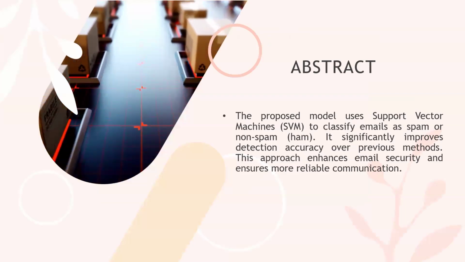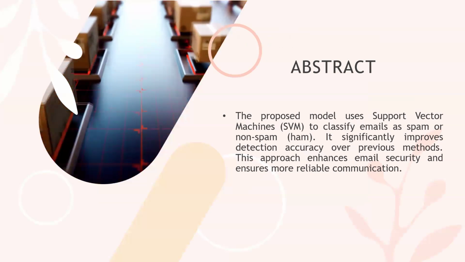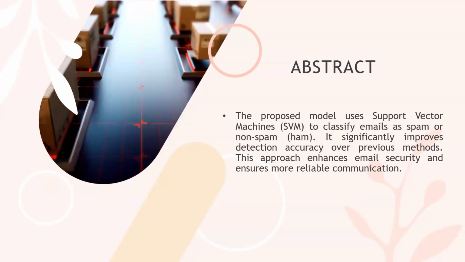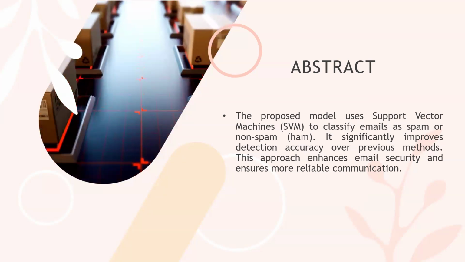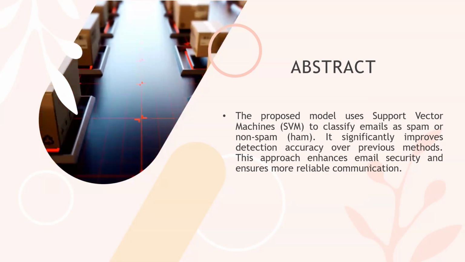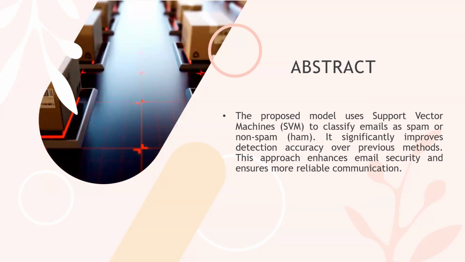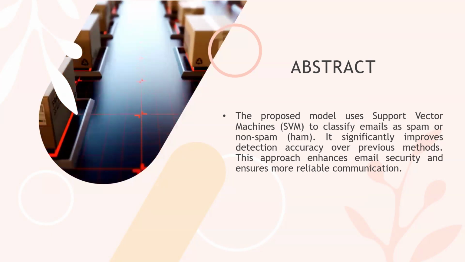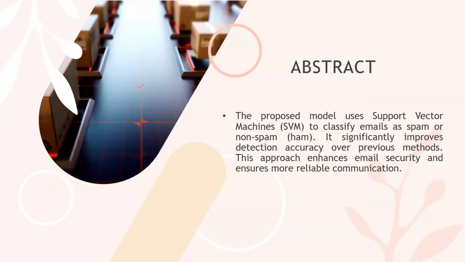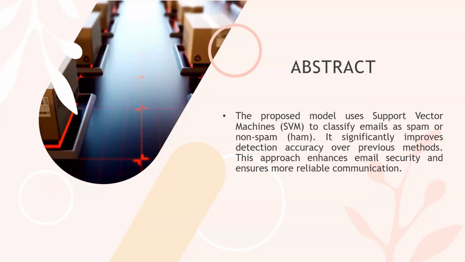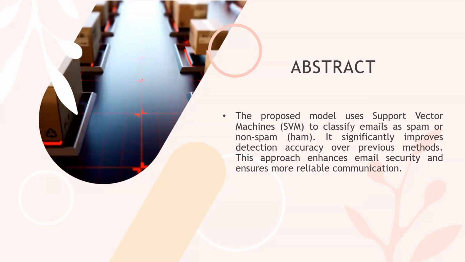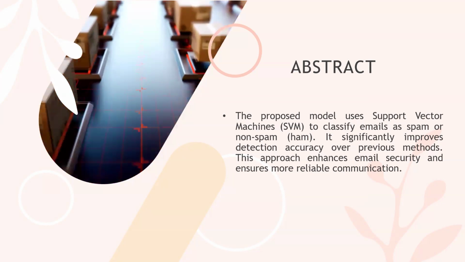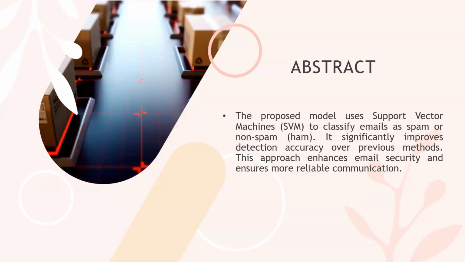Coming to the abstract, the aim is to develop a machine learning model using techniques like support vector machine to accurately classify emails as spam or ham. This enhances email security to efficiently filter out unwanted or malicious messages, improving protection against spam related risks as well. The proposed model offers a high level of accuracy in classifying emails compared to previous models, making it a reliable solution for protecting users from spam.